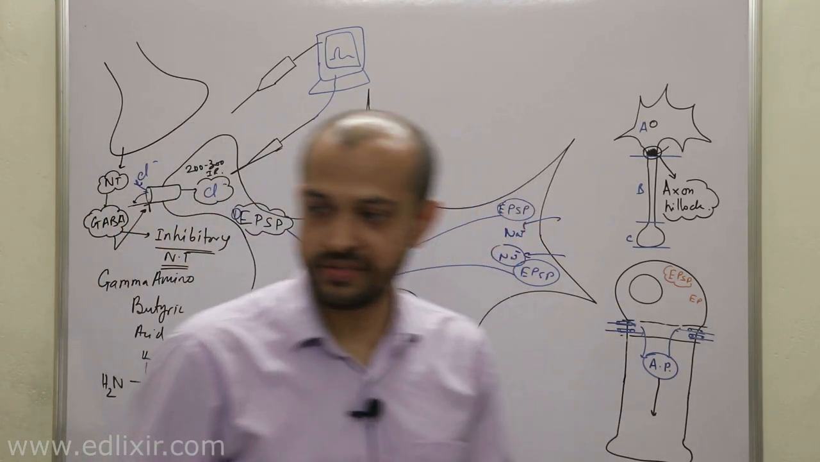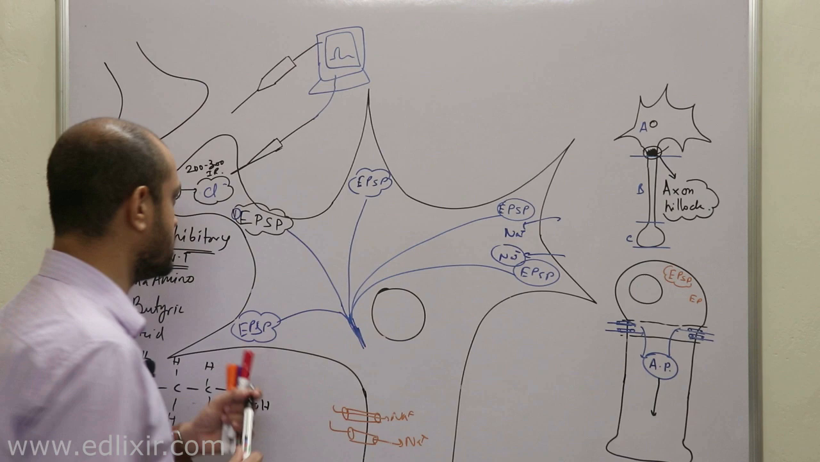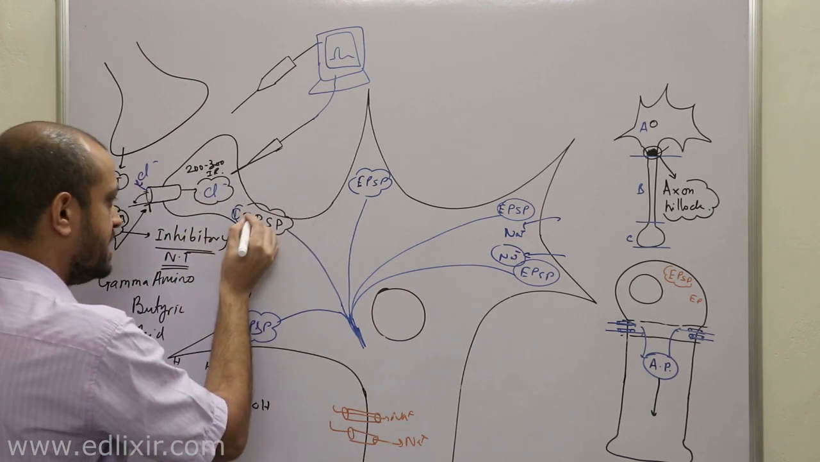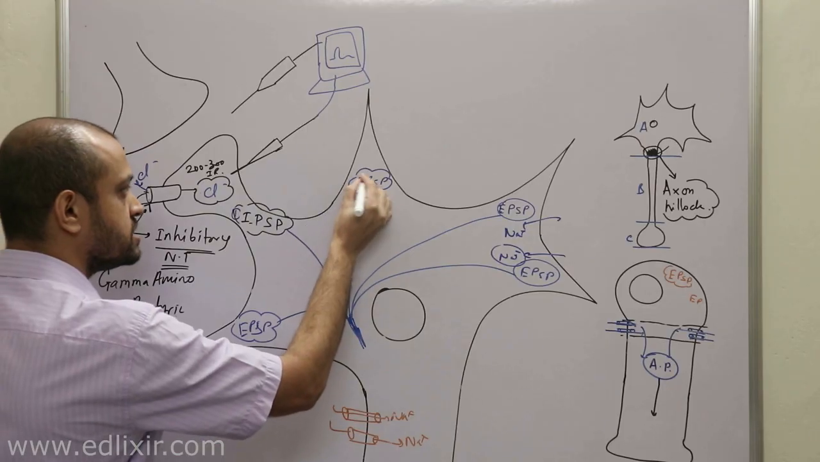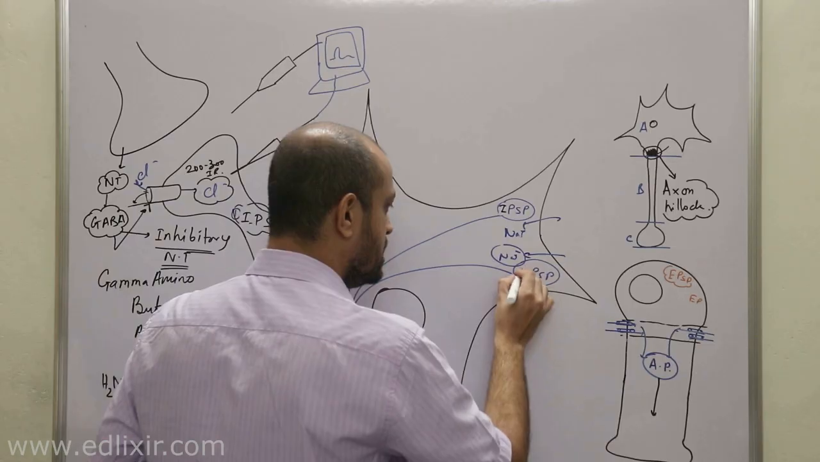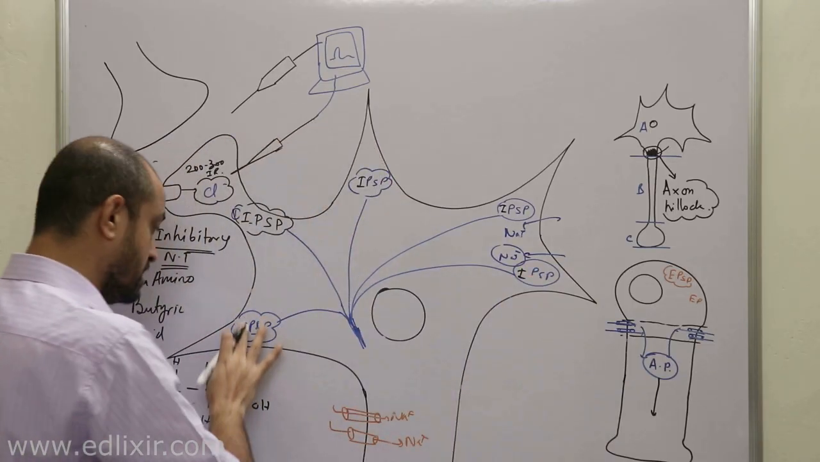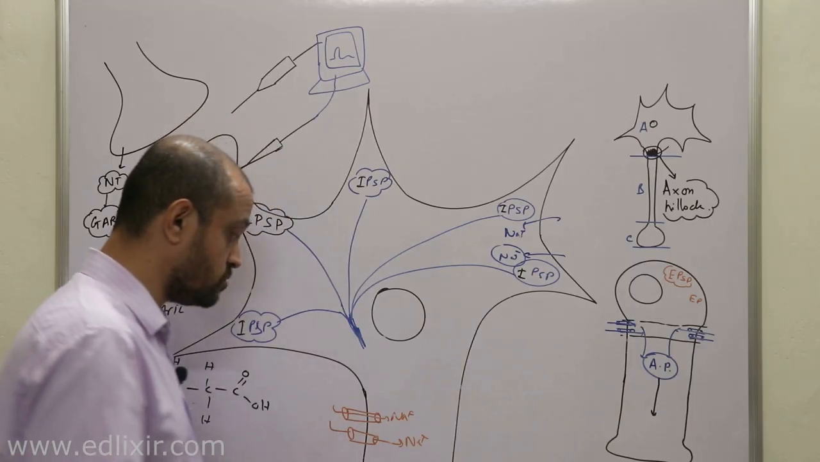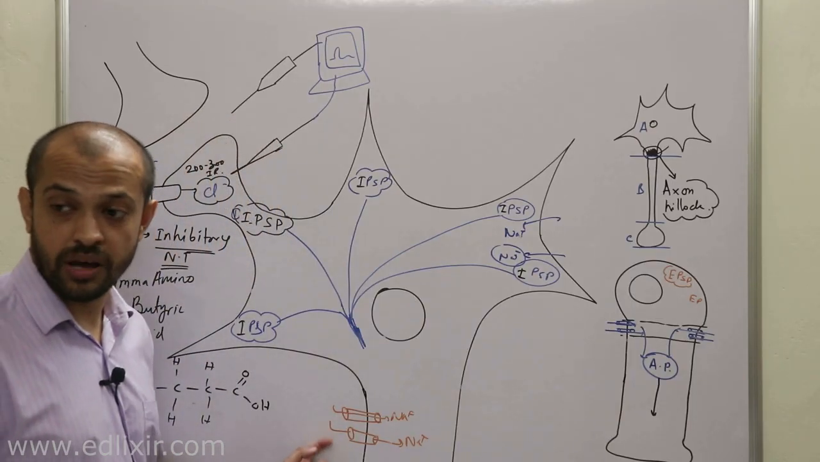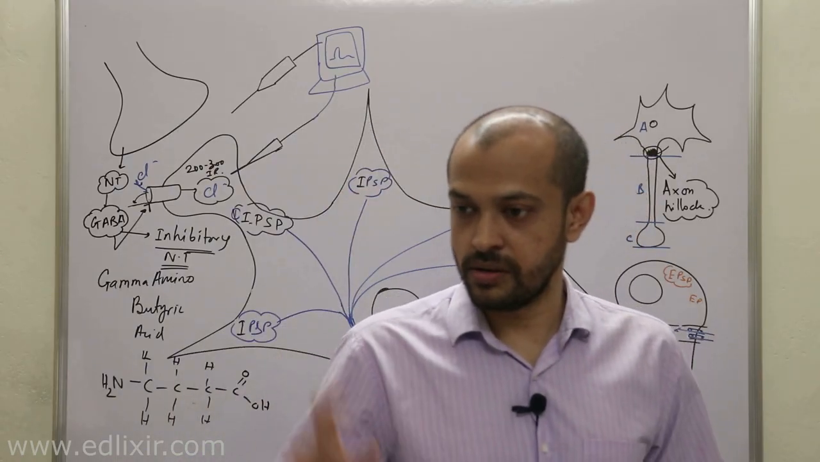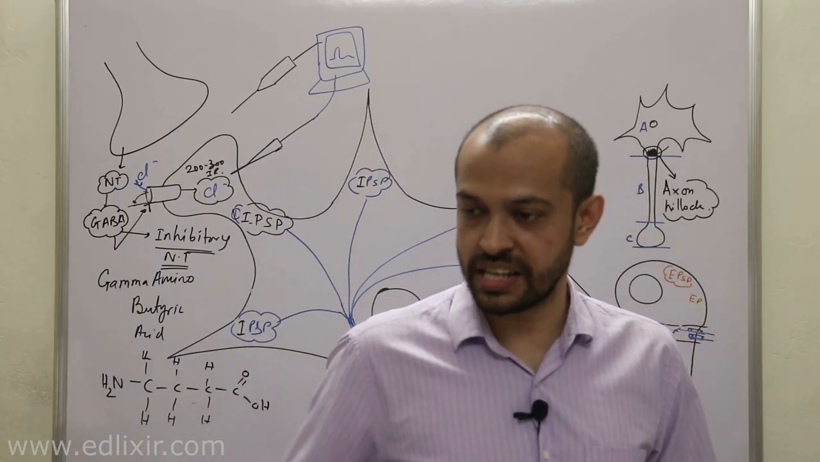What is very important that you should understand is that when chloride enters, then instead of EPSP, inhibitory postsynaptic potentials are generated. Inhibitory postsynaptic potentials generally do not cause the voltage gated sodium channel to open. Why? Because inhibitory postsynaptic potential causes a negative potential.